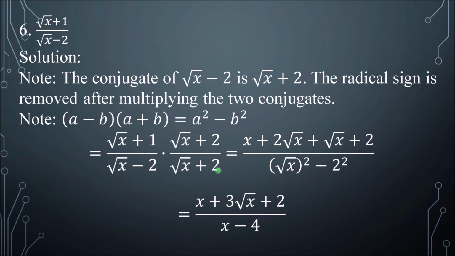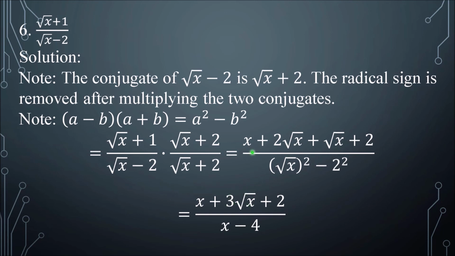And then for this one, we will be using this concept. So this times this is square root of x squared, that's a squared, minus 2 squared, that's b squared. Because a is square root of x and b is 2 in this example. Now we simplify the numerator. 2 square root of x plus square root of x, that will be 3 square root of x. So those are like terms. We can combine them.